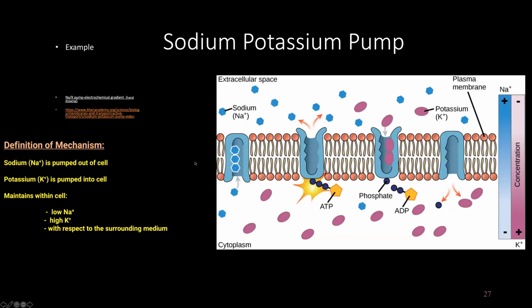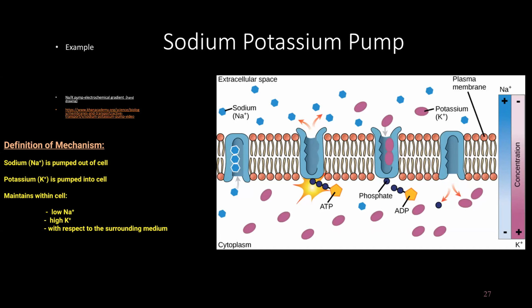One of the most common active transport systems is called a sodium potassium pump. There are some websites here if you want to see this illustrated in action, you can look them up, but we don't have time for them now. So what is the definition of the mechanism? Well, sodium ions are pumped out of the cell against a concentration gradient. And conversely, as that is happening, potassium ions are pumped in.